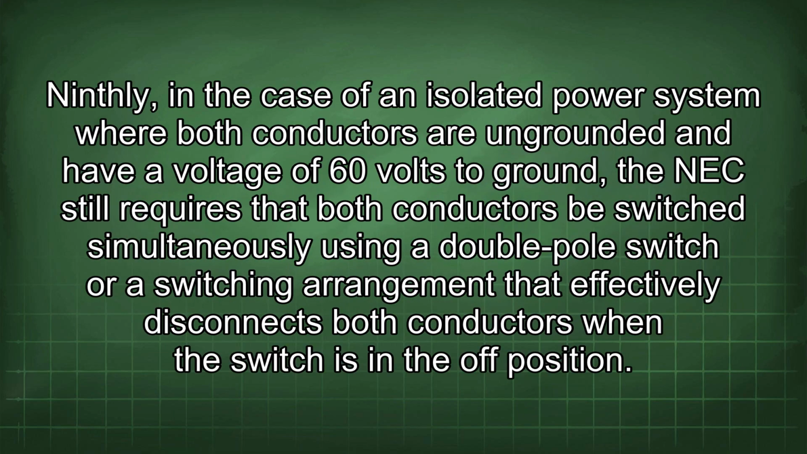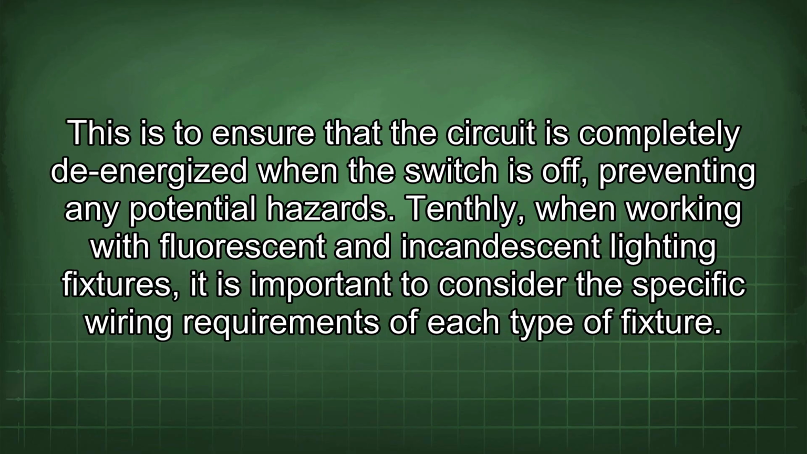Ninthly, in the case of an isolated power system where both conductors are ungrounded and have a voltage of 60 volts to ground, the NEC still requires that both conductors be switched simultaneously using a double-pole switch or a switching arrangement that effectively disconnects both conductors when the switch is in the off position. This is to ensure that the circuit is completely de-energized when the switch is off, preventing any potential hazards.